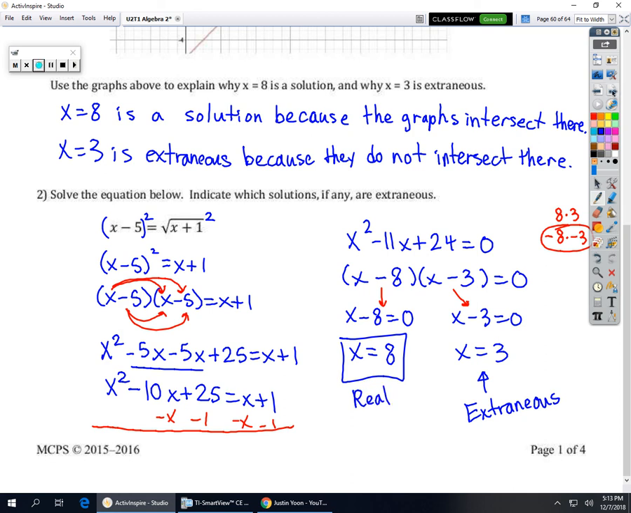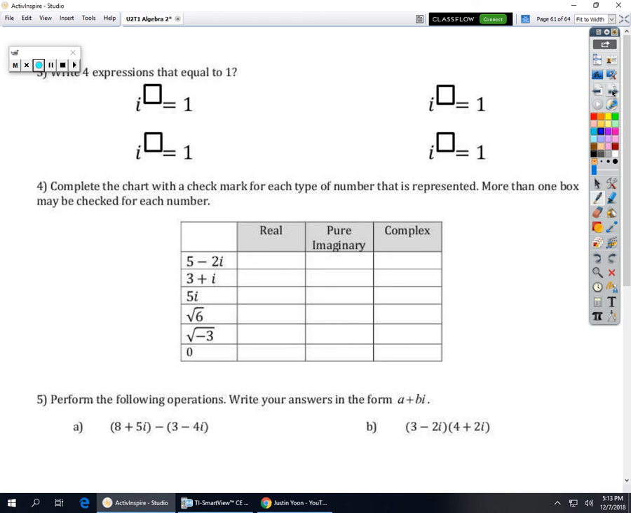All right, next one. So this problem asks to write 4 expressions that equal 1. And they all have i, and there's a whole bunch of blanks in there. So what do we know about i? Well, i, we said, was the square root of negative 1. i squared was negative 1. Well, what if I do i cubed?